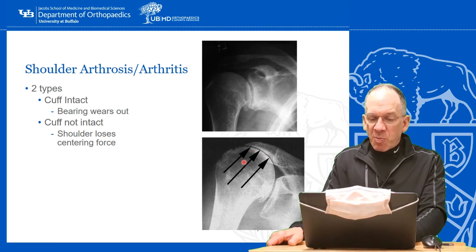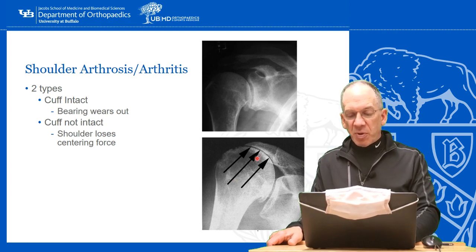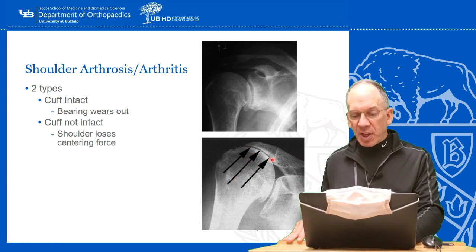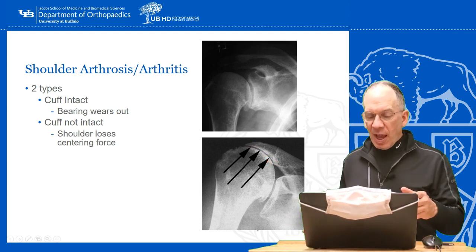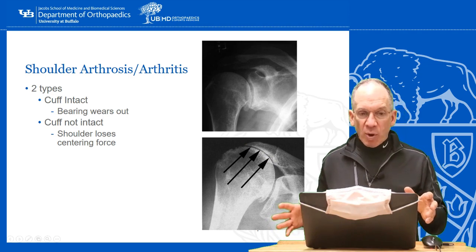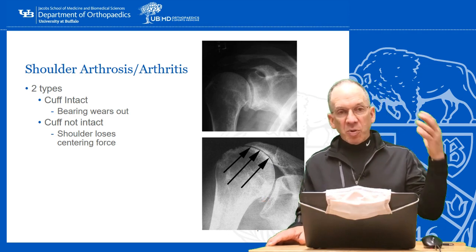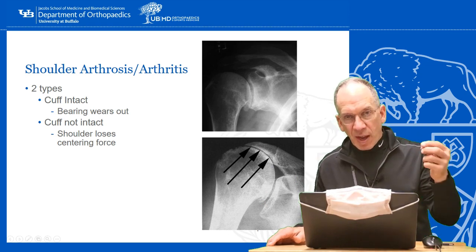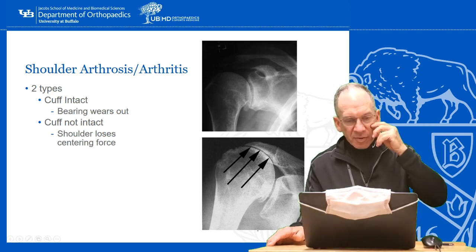Now, this bottom one is the second one. This is when the cuff is not intact. What happens is you have failure of the rotator cuff, and in some people you've lost the centering force of the cuff, so the humeral head migrates proximally and wears into the acromion. The undersurface of the acromion takes on the same shape of the humeral head, and this process is referred to as acetabularization of the shoulder joint, because it becomes more like a hip, because the glenoid and the acromion form this bigger socket to contain the humeral head. This condition is known as rotator cuff arthropathy, a joint process that has developed because the rotator cuff is not intact. So these are the two different kinds of shoulder arthrosis.